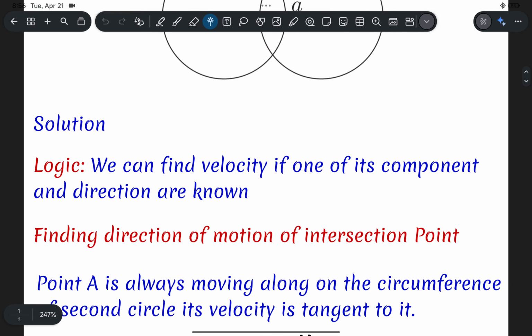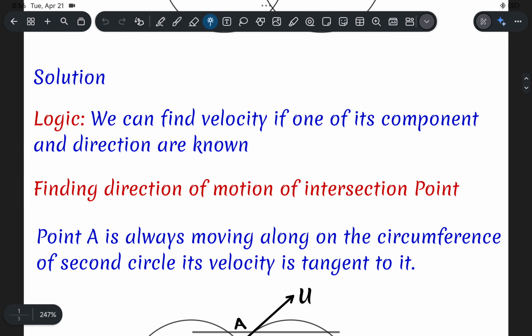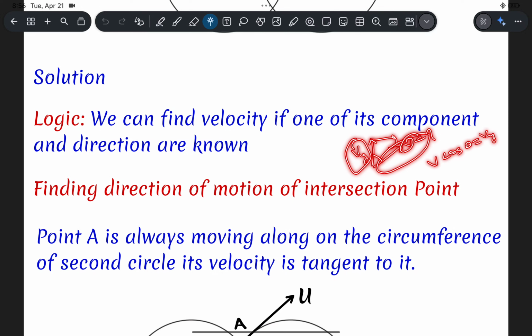The logic that I'm going to use is that we can find a velocity if one of its components is known and the direction is known. Let's say the velocity was something in this way. If you know this component, let's say Vy, and the V direction, you can tell what the V value is also, because V cos theta is Vy. From the direction you will know the theta value, so the V value you will easily get. That's the logic I'm going to use. We'll try to find the direction of motion of that intersection point and one of its components, so I can get the overall value of the velocity.